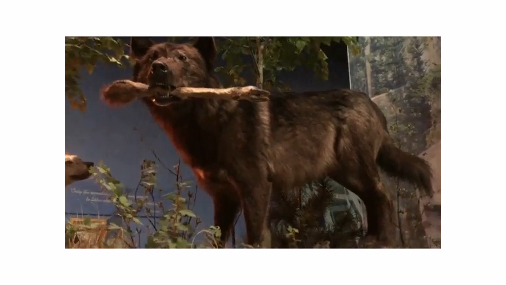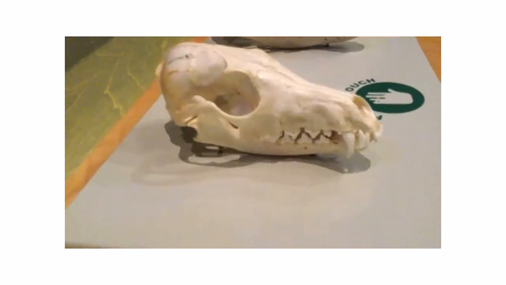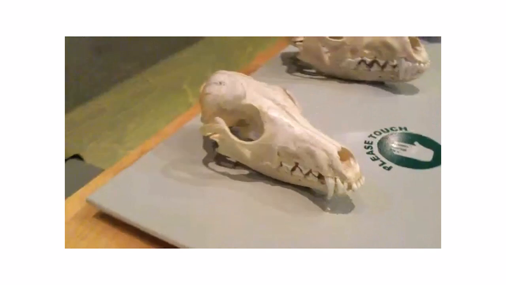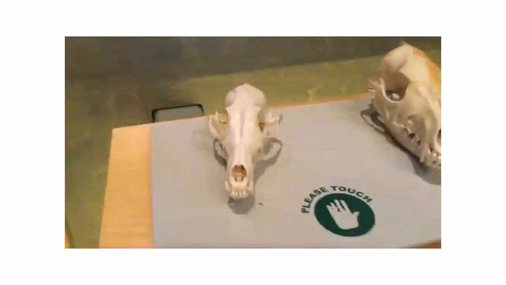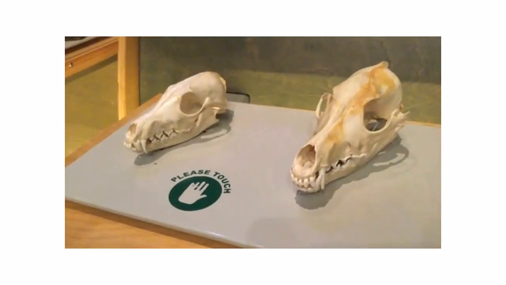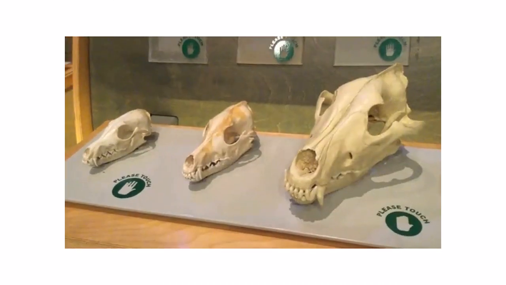I want to show you the size of a wolf. I'm going to show you some skulls. This is a fox, and you may have fox in Vietnam. It's a small animal. And then this is a coyote. I don't think you have coyote, but it's the size of a small dog. No, we don't. And this is a wolf. You can see what a big animal it is.